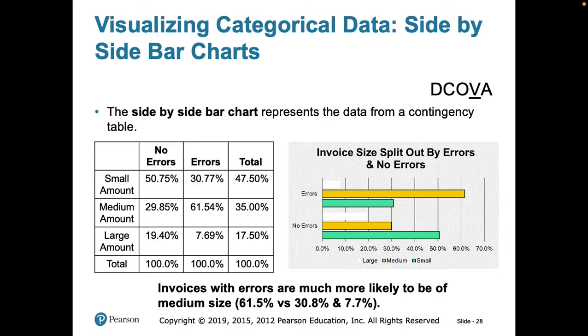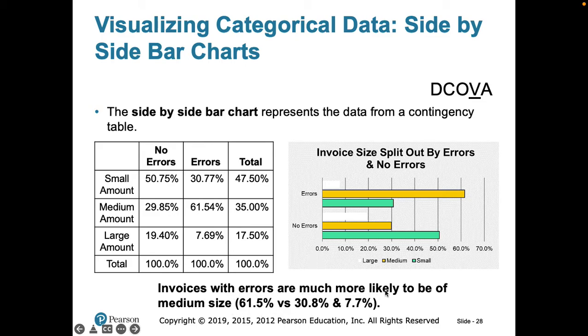Okay, a side-by-side chart is basically data from the contingency table. So here is our contingency table. Remember how we were studying those invoices? Here the yellow represents the errors, and in this one we have invoice size split out by errors and no errors. So here we have the errors and we have no errors.